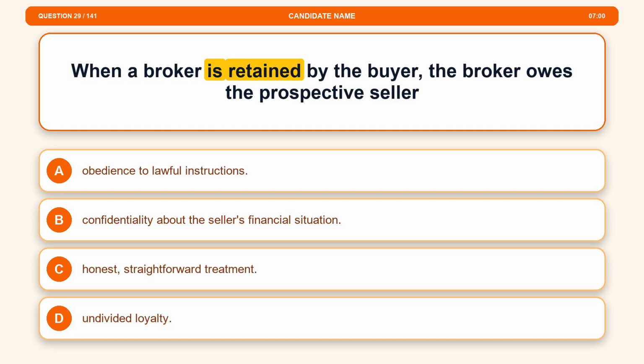Question 29. When a broker is retained by the buyer, the broker owes the prospective seller: Option A, obedience to lawful instructions. Option B, confidentiality about the seller's financial situation. Option C, honest, straightforward treatment. Option D, undivided loyalty.